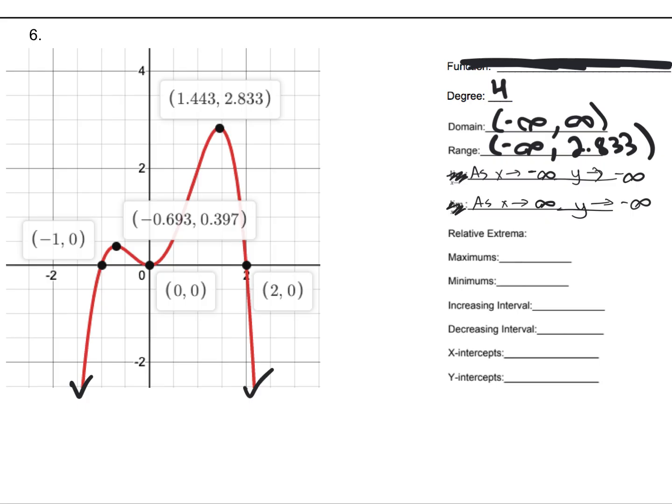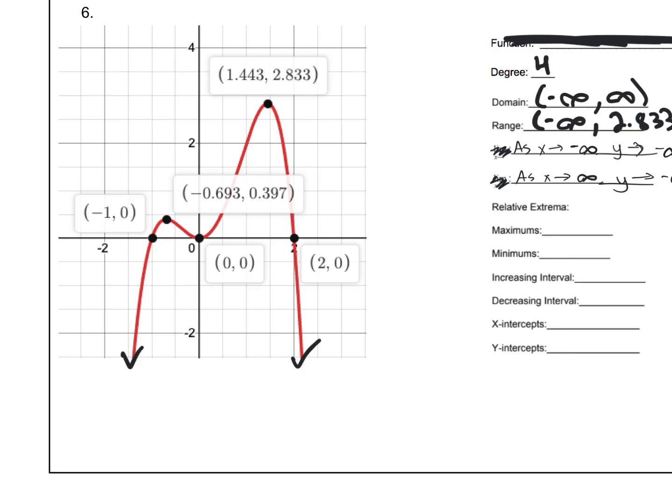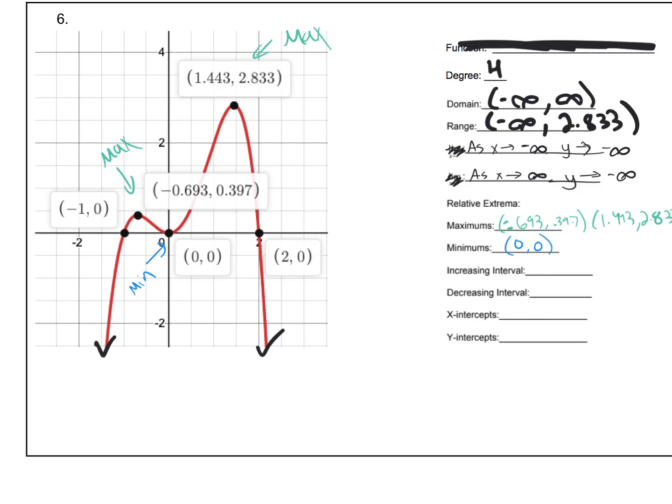Talking about our relative extrema, we have 3 turns. So really we should have 3 total maximums or minimums. In this case, if we're working from left to right, this first turn right here would be considered a maximum point. Second turn, a minimum point. Third turn, a maximum point. So we'll just list each of those as x and y values. We have our 2 relative maximum points and the 1 relative minimum point. Once again, just put those as a point, so an x value and a y value.